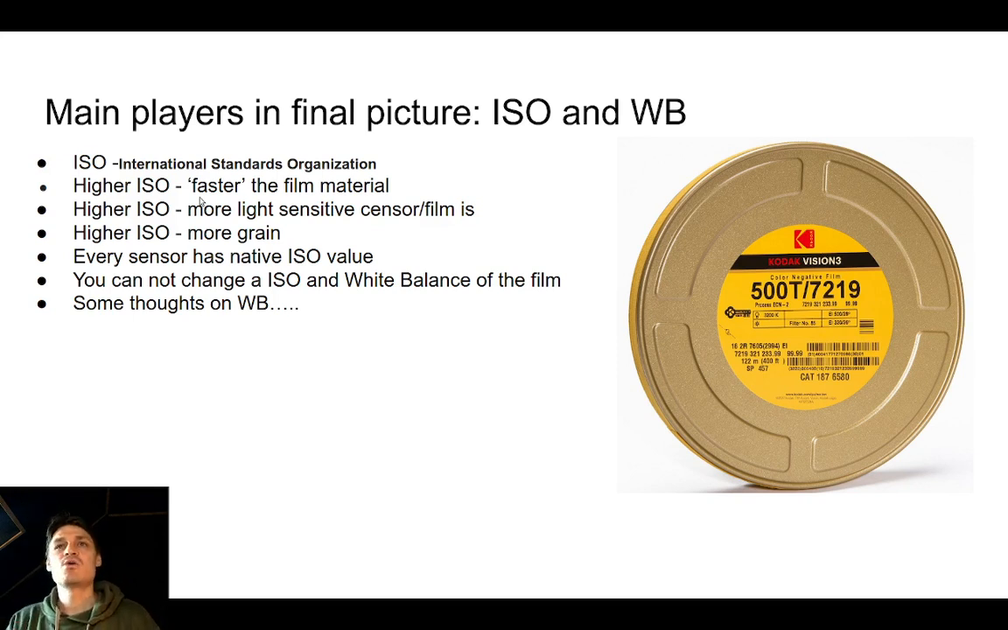All right, so now you can adjust your ISO inside of a video camera, but yes, you're introducing more and more noise. Every sensor has some native ISO value. My Canon here has 200, if I'm not mistaken. Red cameras and newer cameras have like 800. That's the beginning, and then you can go higher.